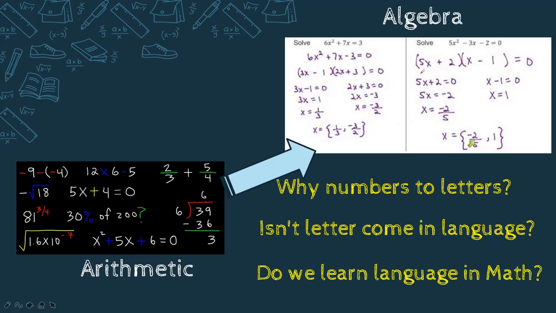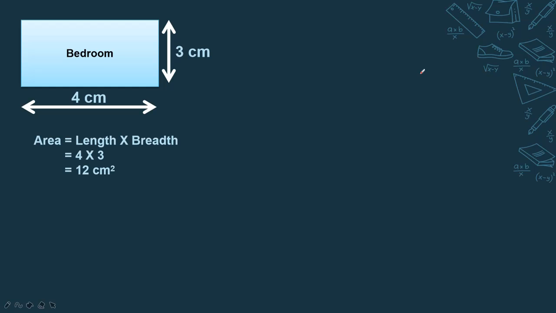Let's unravel this mystery. So we will take an example. Let's say this is your bedroom. The bedroom has the dimension of 4 centimeter by 3 centimeter, and you would like to calculate the area to put the carpet on it. So the area will be what? Length times breadth. So 4 into 3 equals 12 centimeter square. But this is the bedroom of yours only.